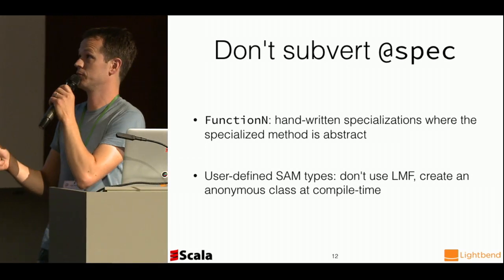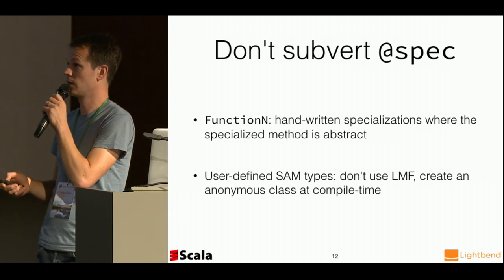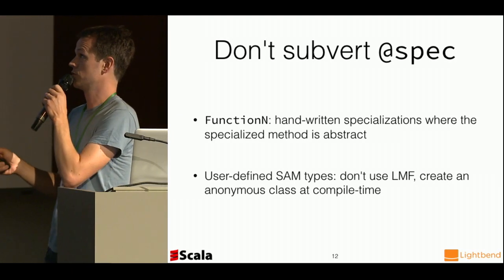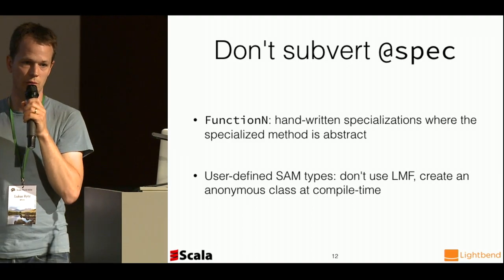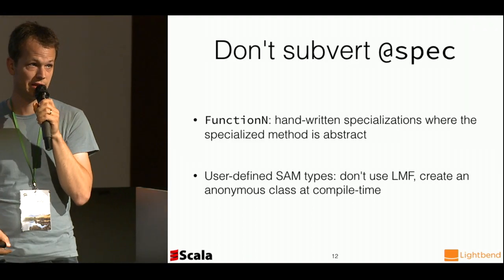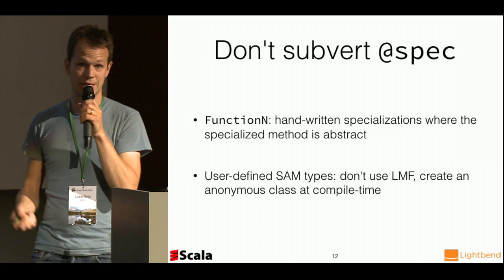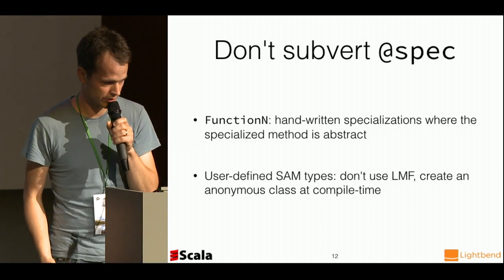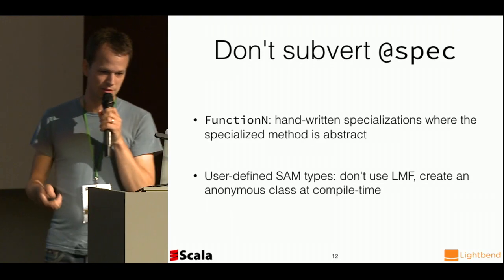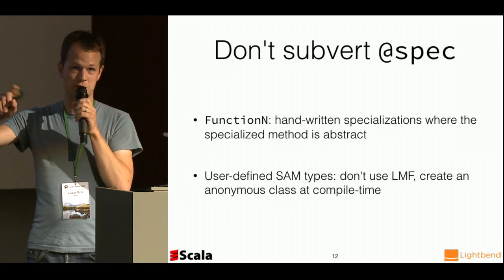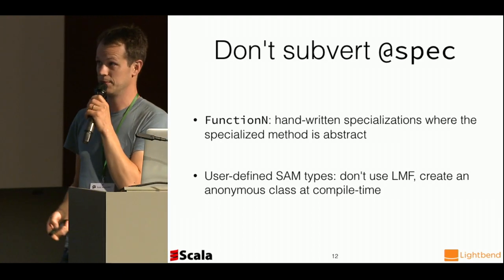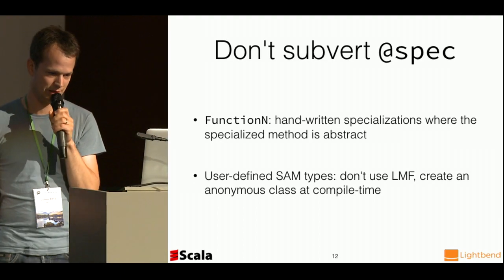So they are just handwritten Java classes. And for user-defined SAM types, we basically don't use LMF, but we fall back to the 2.11 scheme of translating lambdas. We spin up an anonymous class at compile time, and we don't use Lambda meta factory. The real fix to this problem obviously would be to switch specialization to leave the other method abstract in the bytecode, but we didn't get around to doing that.